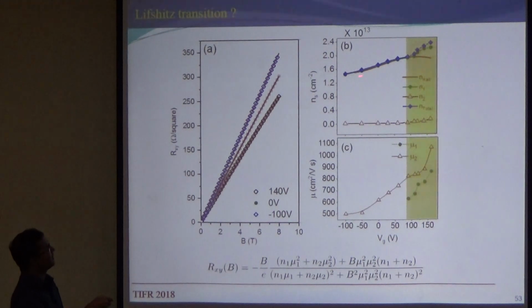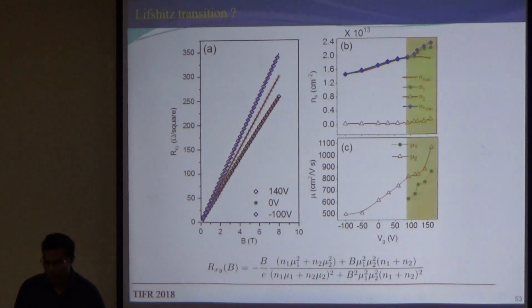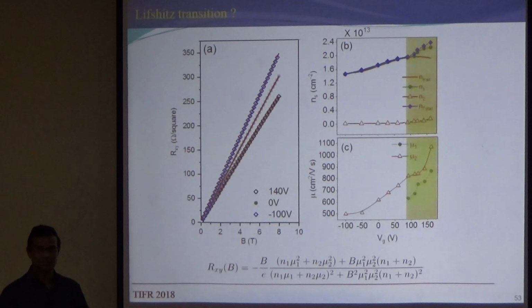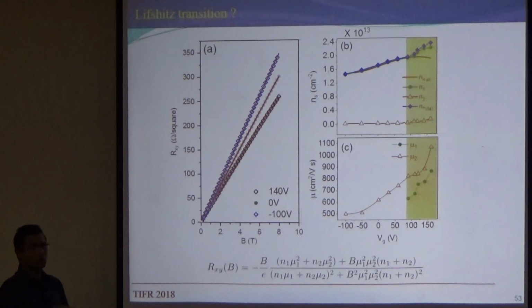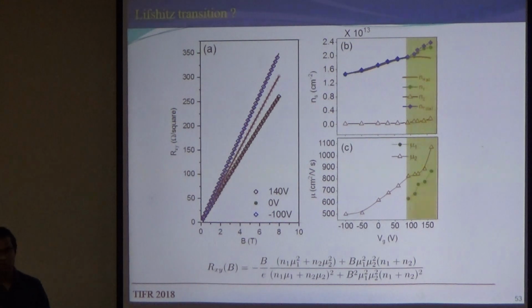You can fit this equation with this multi-band model. You find that there are two kinds of charge carriers. There is a high number density low mobility charge carrier, and there is a low number density high mobility charge carrier. Okay? And we know from previous experiments that it is these low number density but high mobility charge carriers which are responsible for superconductivity in the system, and these high number density low mobility charge carriers which are responsible for ferromagnetism in the system. So, although this system has both superconductivity and ferromagnetism, they occur in different bands.